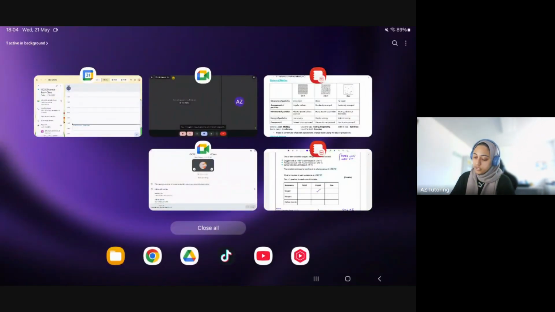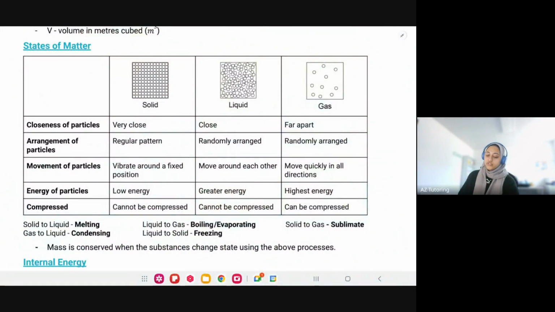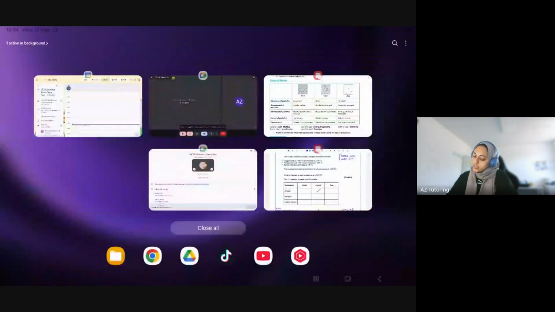I think what's really important as well is the compression. So knowing whether it can be squashed or not. So compression just means, can you squash it? And that's important for the last question that we did, where we basically decrease the volume of a container and the gases will collide with each other more. So gases are the only ones that can be compressed or squashed into place.